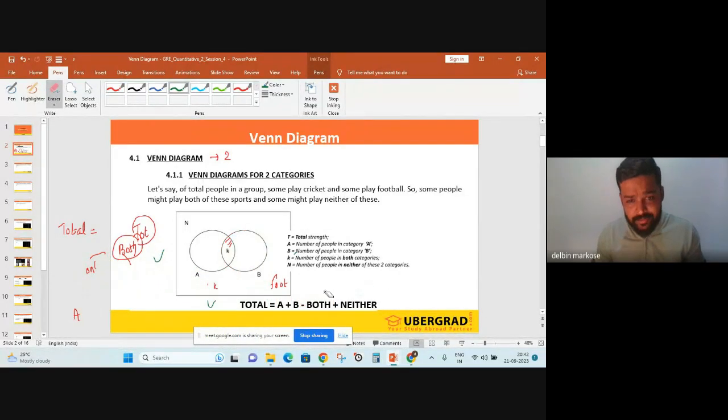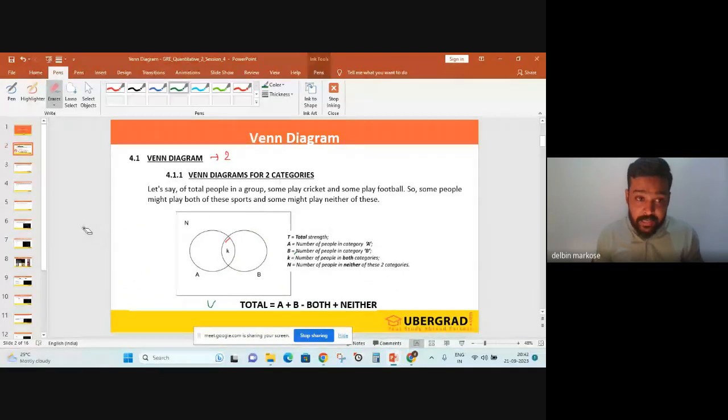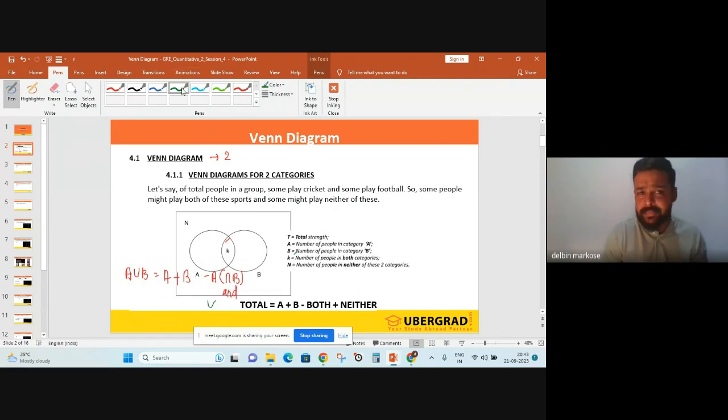Okay. Now, in our GRE exam, they will ask the question directly, but you have to understand that in the official guide, they use this word. A union B is equal to A plus B minus A and B. This is known as union. But in the exam, they would ask you directly.